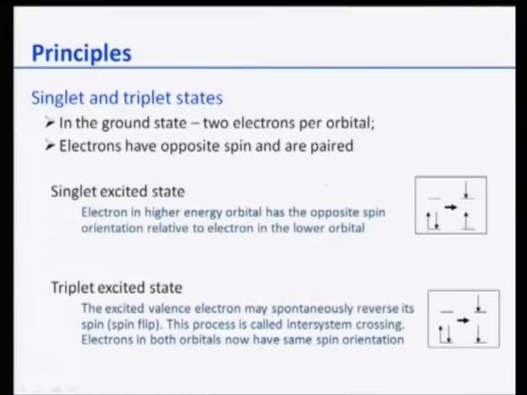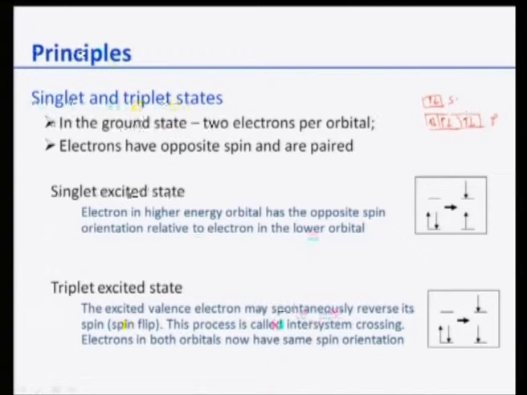As I said, there can be two kinds of states in the electron spin: one is the singlet state and the other is the triplet state. In the ground state, two electrons are present per orbital, we know that, and they have opposite spin and are paired. That means in the p level, we have 6 electrons with opposite spins; s has 2 electrons, so 1 up, 1 down, and d has 10 electrons, so 5 up, 5 down.